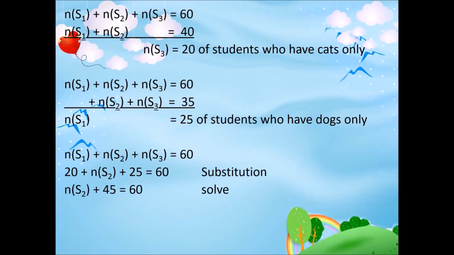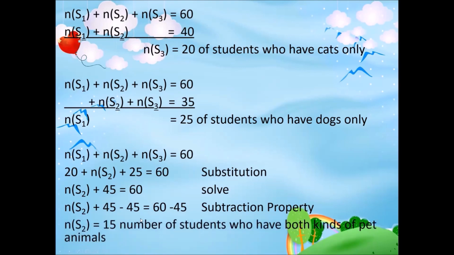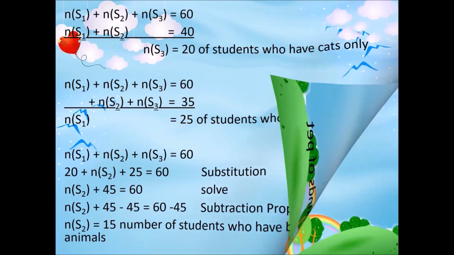Then to solve this one, we need to subtract both sides by 45. So NS sub 2 plus 45 minus 45 equals 60 minus 45. So the number of students who have both kinds of pet animals is 15 students. So therefore, we can answer now the questions.